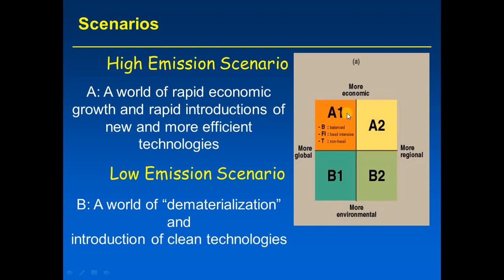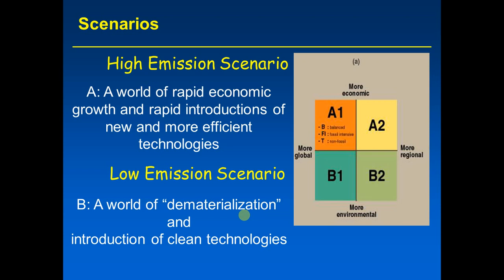So A1 and A2 both are examples of high emission scenarios, but they differ. We'll talk about how. And B scenarios, B1 and B2, are low emission scenarios. They assume a world of dematerialization. In other words, the economy is not so material based anymore. The world is less material based as a whole. And the B scenarios take into account introduction of clean technologies, renewable technologies.